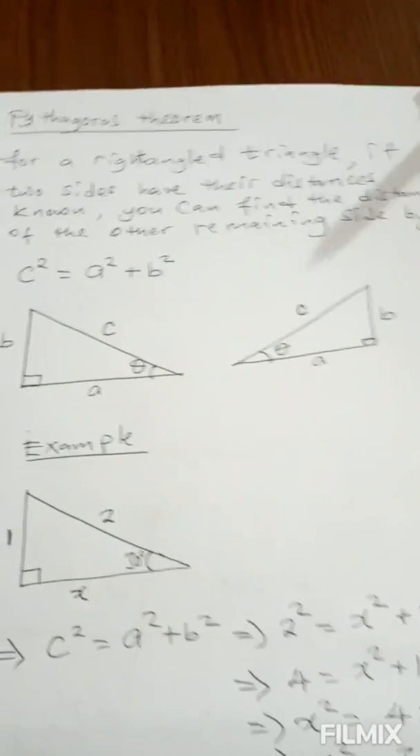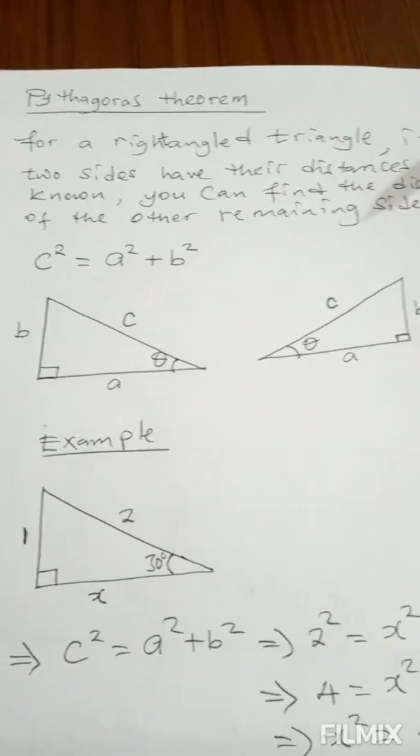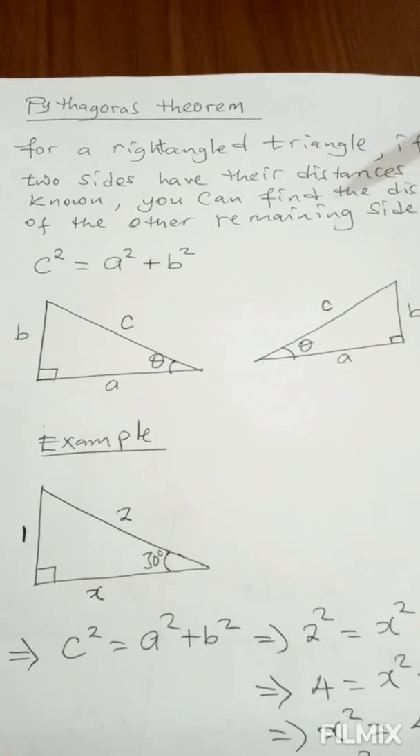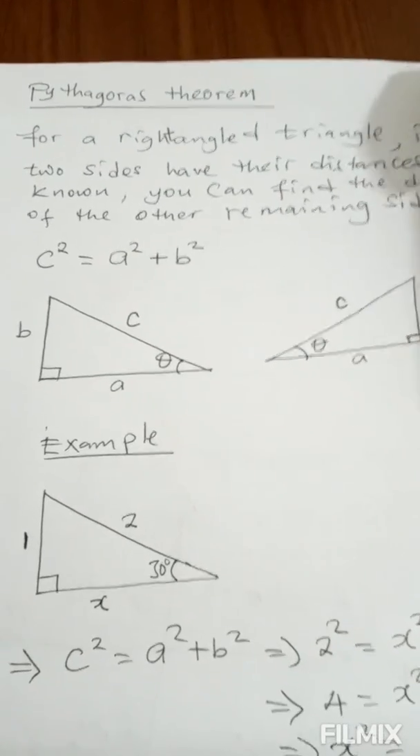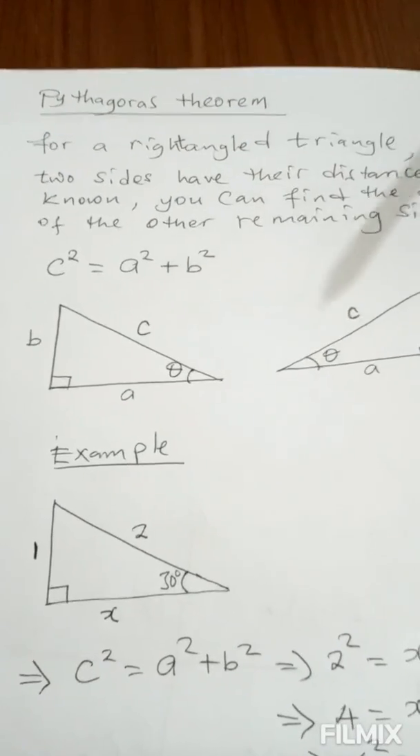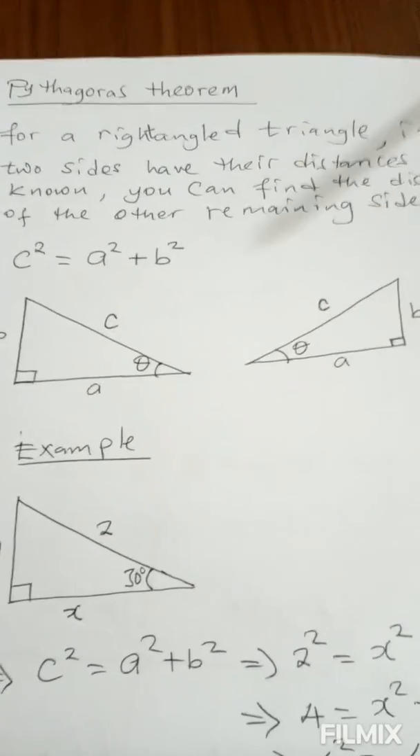Okay, what does it say? It says c squared, which is the hypotenuse, is equal to a squared plus b squared. So the longest side, you square it, it is the same as the two shorter sides. Okay, you add them together, each squared.